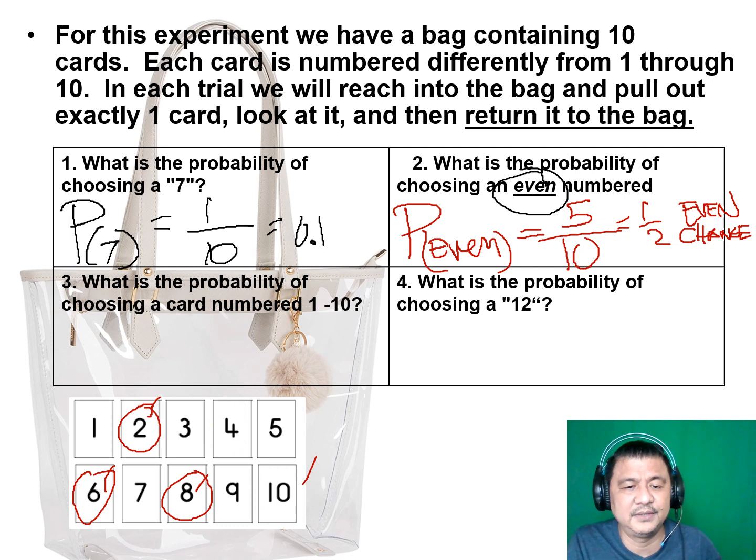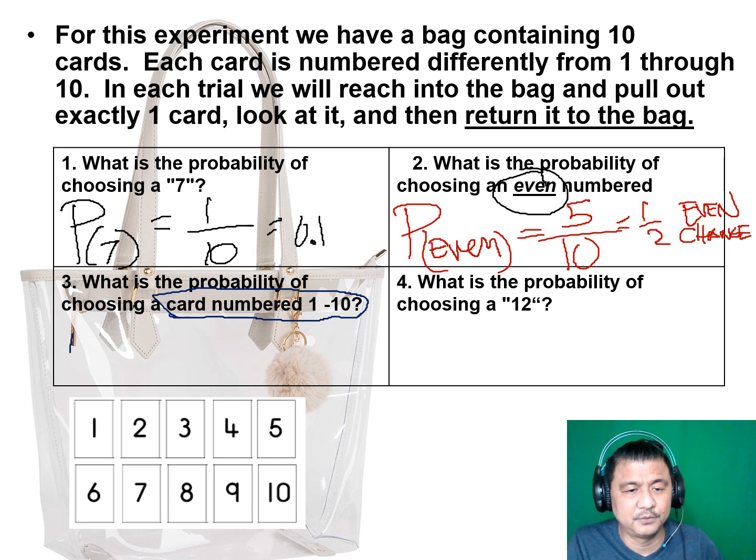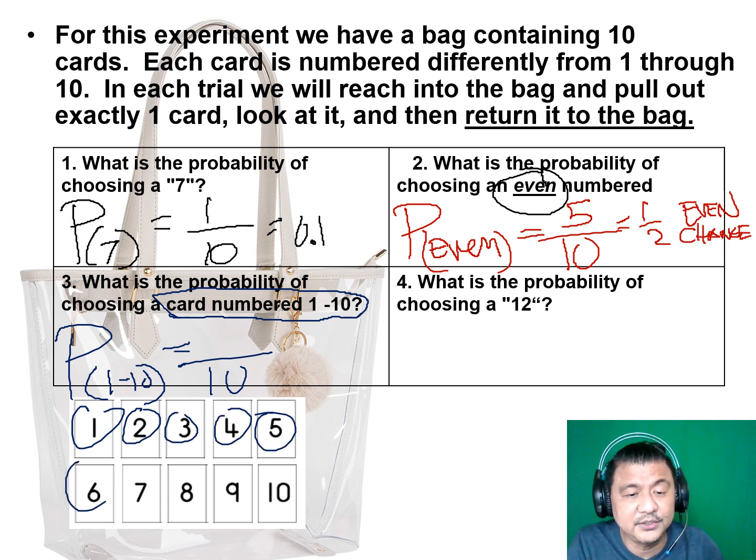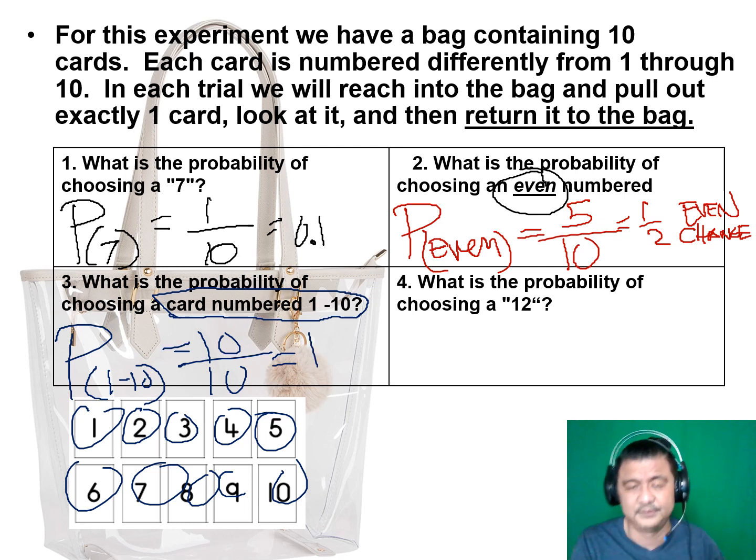All right, let's try another one. Okay, number 3. What is the probability of choosing a card numbered 1 through 10? All right. So probability of getting any card from 1 through 10, parenthesis, the total chances are 10. So how many from 1 through 10 can you get? All of it. All right? So are you very sure? Yes, 10 over 10 or 1 whole. You are certain. You are very sure that when you pick a number, it's a number from 1 to 10. Right? 1 is certain. Remember, 1 is certain.